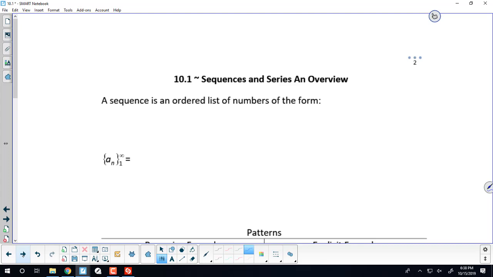So when we define a sequence, we'll see this notation here, a sub n from 1 to infinity. The n is just the index, like in the sum. The index is just counting numbers, 1, 2, 3, 4, 5, 6, and so forth. Sometimes it starts at 0, sometimes it starts at 1.